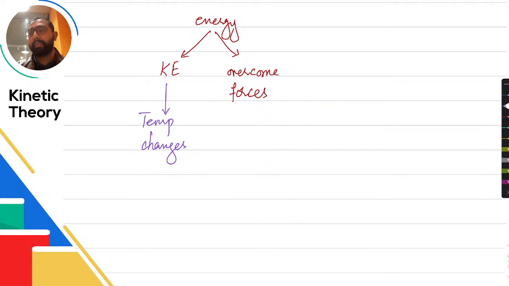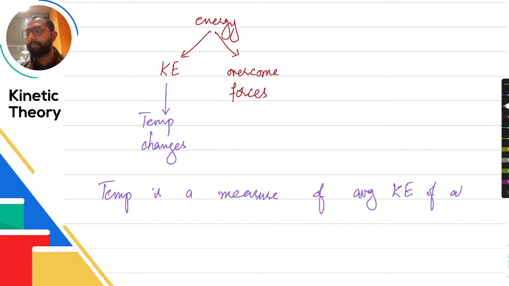Why? Because remember, temperature is a measure of average, I'm writing AVG for that, kinetic energy of all particles. Which means if you increase the kinetic energy of all particles, temperature is going to go up. And if you decrease the kinetic energy of those particles, the temperature is going to go down. Now, what happens when you overcome forces? State changes.